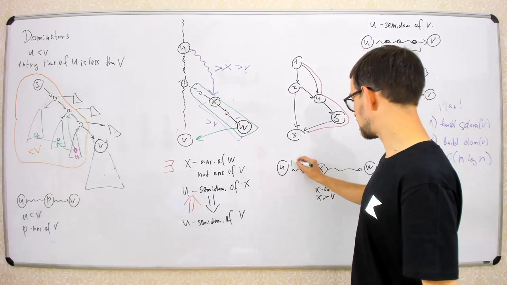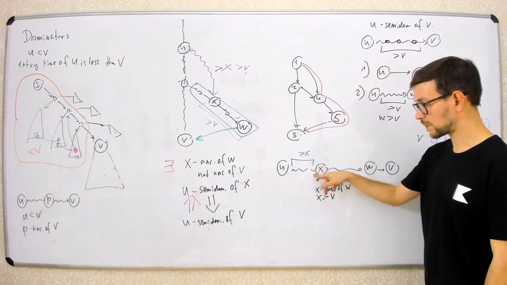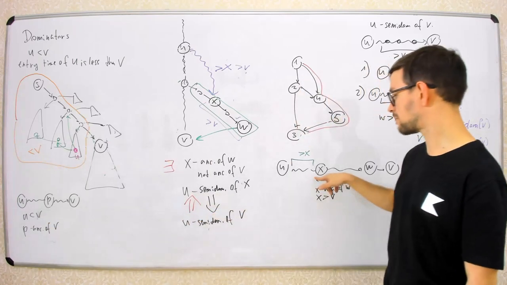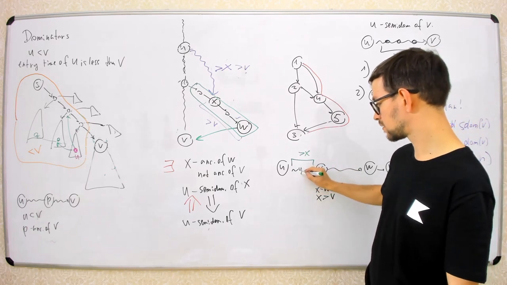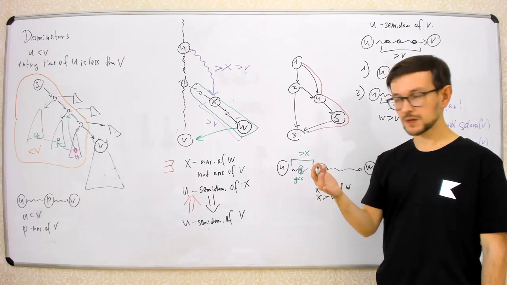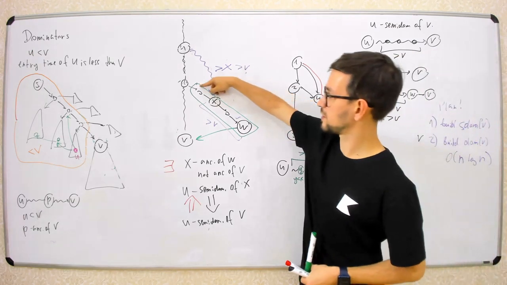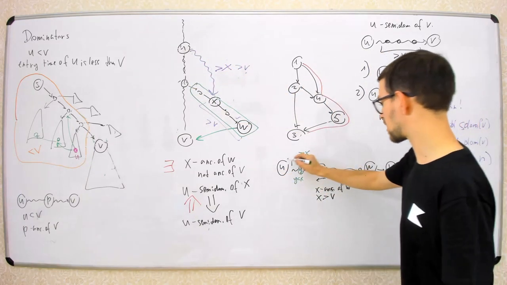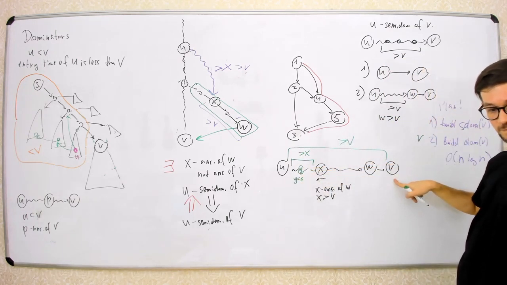I claim that in this area, all the nodes are greater than X. Now, why is it true? Because if I have some node Y less than X, then by this lemma, Y must be an ancestor of X. But I don't have any ancestors here, because all the ancestors are either in this branch or are less than V. And all the nodes here are greater than V, because U is the semi-dominator of V.